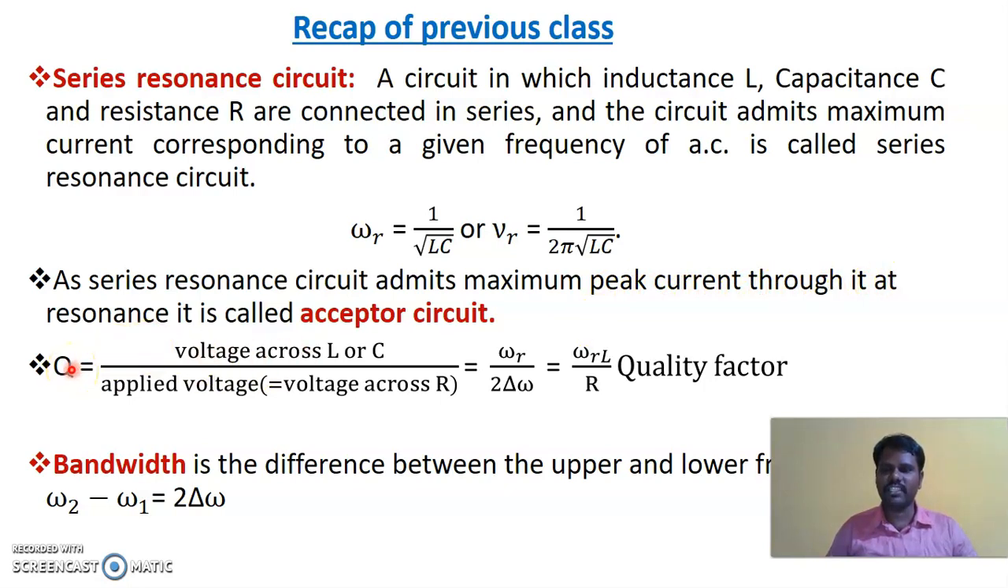Q factor, which is defined as the ratio of voltage across L or C to the applied voltage across R, which is given as omega R divided by 2 delta omega. In terms of inductance and resistance, it is omega R into L over R. Bandwidth is the difference between the upper and lower frequencies, omega 2 minus omega 1, which is equal to 2 delta omega.